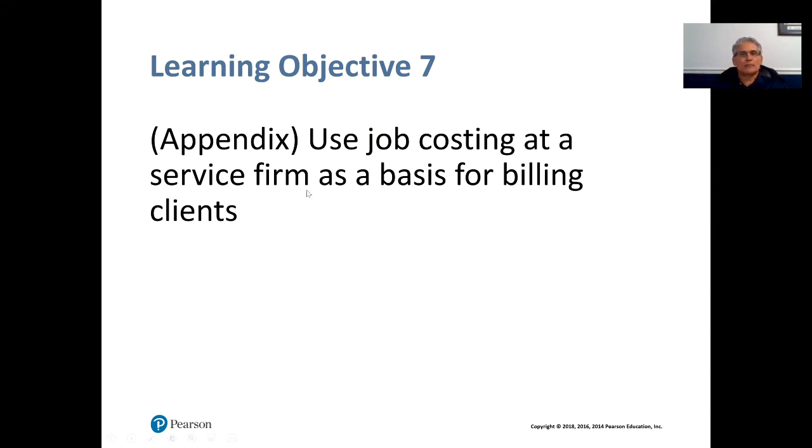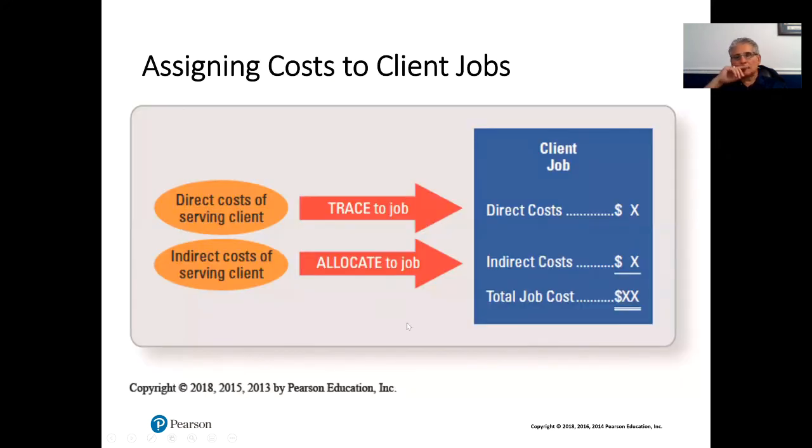Okay, moving on to objective number 7, use job costing at a service firm as a basis for billing clients. Many service companies actually bill based upon the cost. So you'll take your direct costs of serving the client. You'll have indirect costs of serving the client. The direct cost will be assigned to the client job.